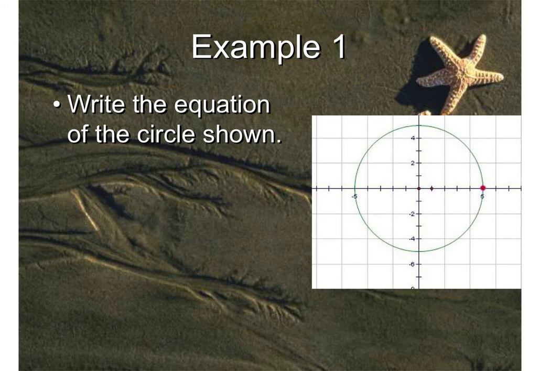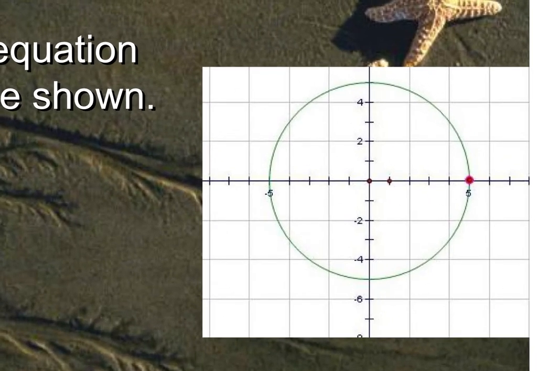So, if we were given this circle and we're asked to write the equation of the circle shown, all I want you guys to do is find your center. Do you guys agree that my center for this circle is at the origin? Yes. Right? Now, what is the radius? 5. It's 5, because you can just count the units. 1, 2, 3, 4, 5.